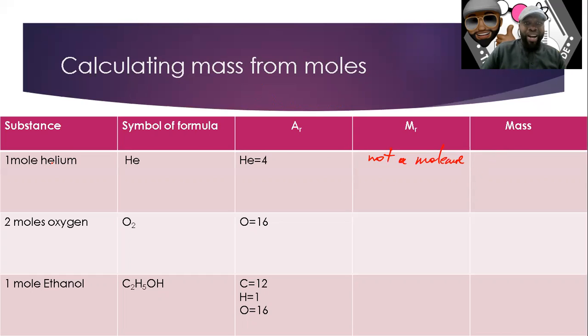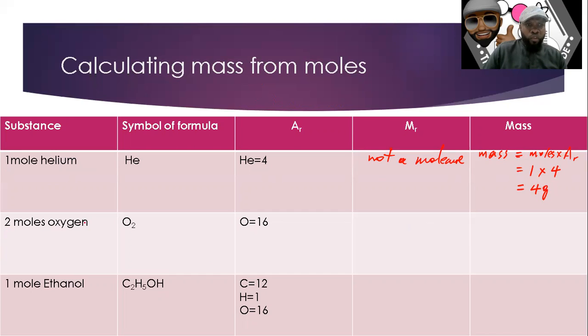Now, mass is found by multiplying the number of moles by the relative atomic mass of that substance. So mass is equal to moles times the AR value. The number of moles is 1 mole. So the mass of helium is equal to 1 times the relative atomic mass, which is 4, which gives us 4 grams. That's how we calculate the mass. The mass of helium is 4 grams.